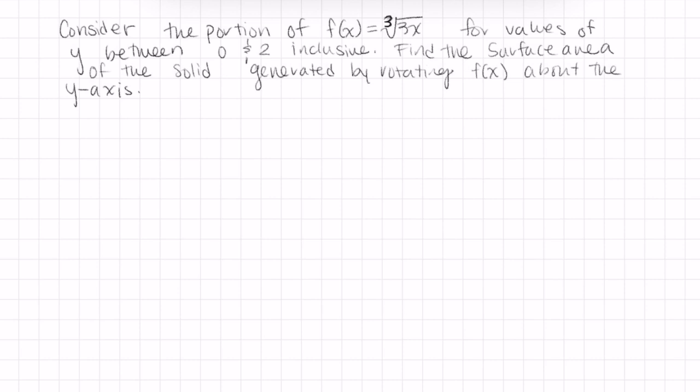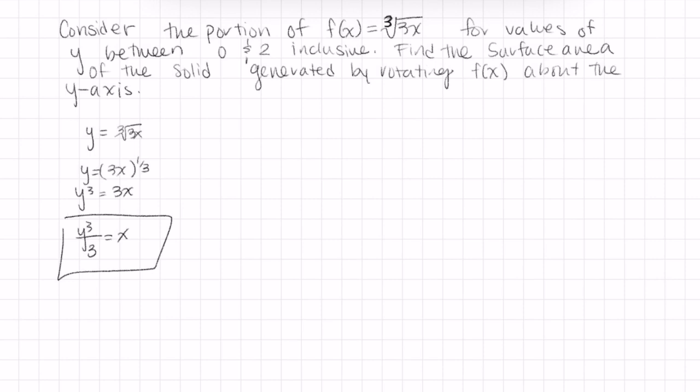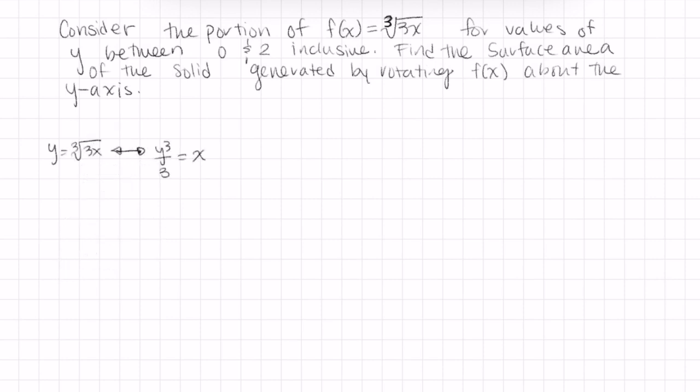Well, really quickly, let's just start with a rewrite. So y is equal to the cube root of 3x is equivalent to y is equal to 3x to the 1/3 power, or y cubed is equal to 3x. So this is all equivalent to y cubed over 3 is equal to x, and this is what we'll be using here. All right, now that that has been established, we have a function of y. So let's just rename this g of y.